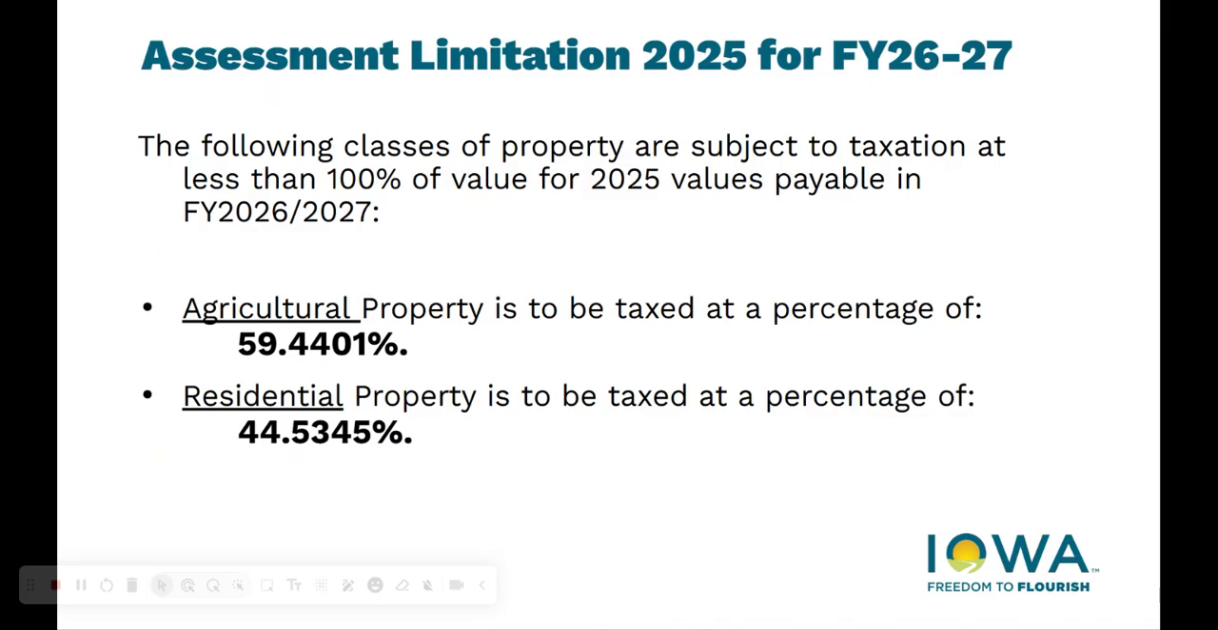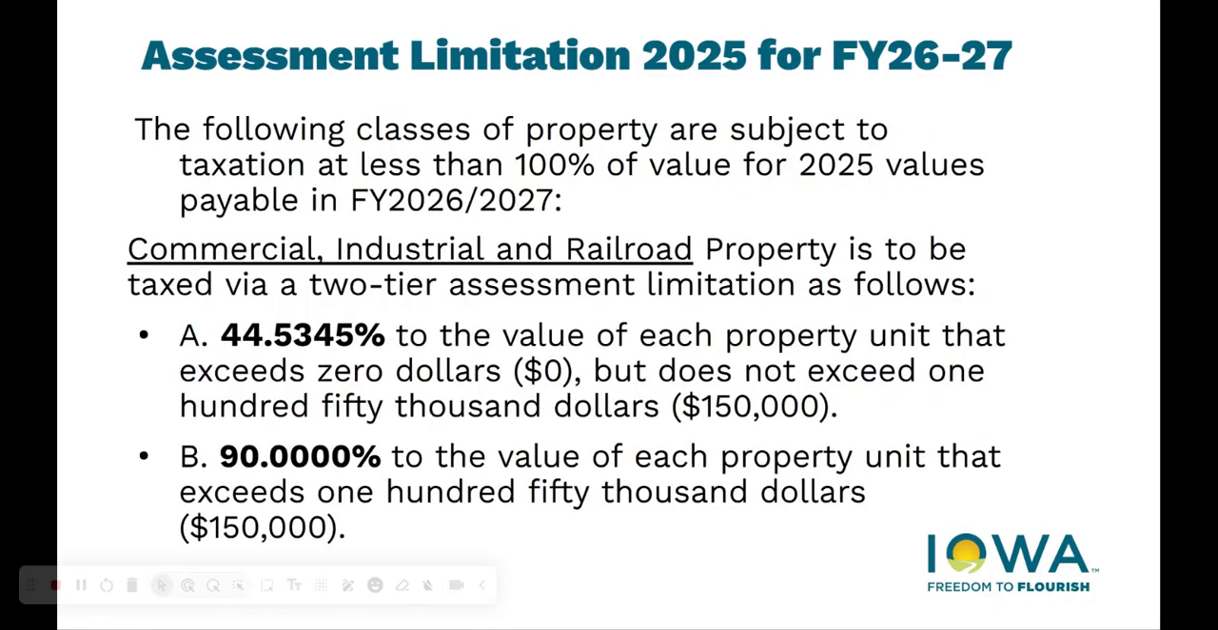Ag property, so this would include ag land and buildings, is taxed at a percentage of 59.4401. Residential property is taxed at a percentage of 44.5345. And then commercial, industrial, and railroad property is taxed at a two-tier assessment limitation.